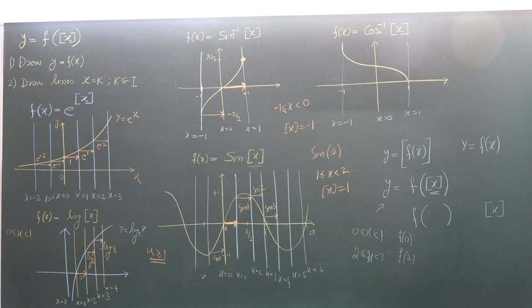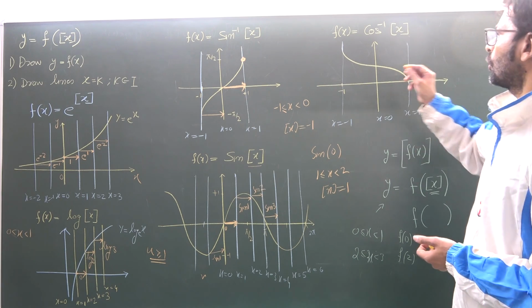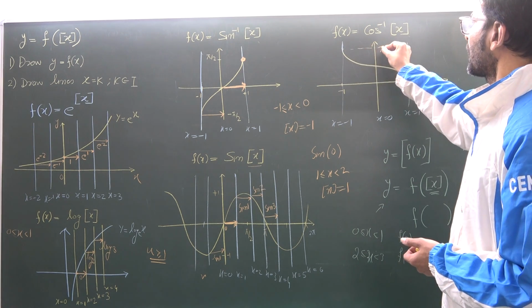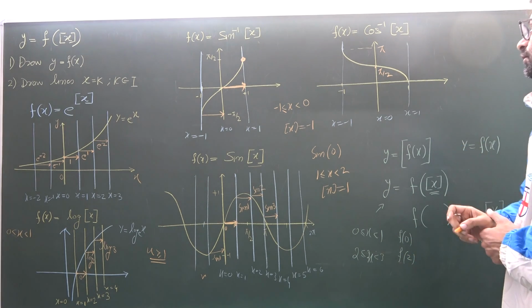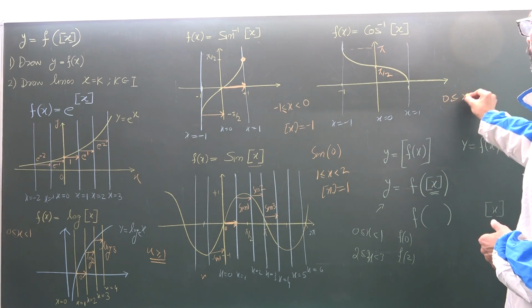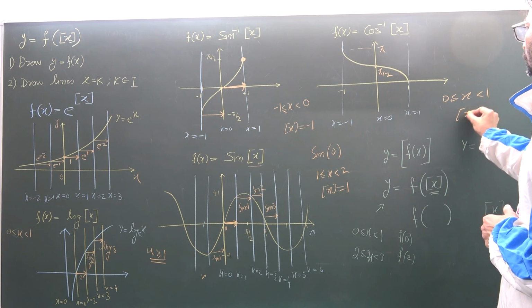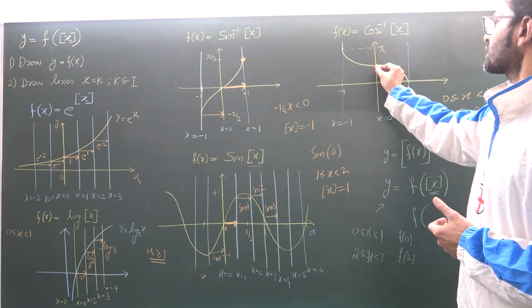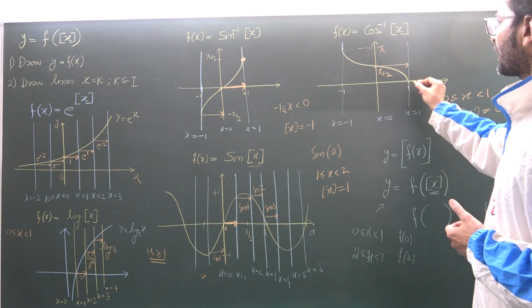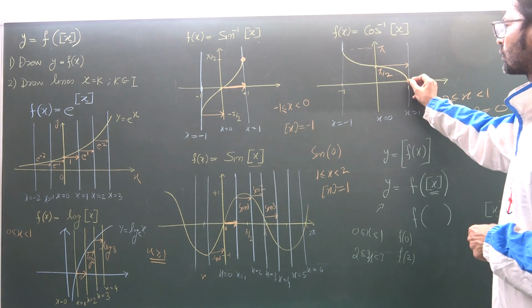Okay, f of x equals cos inverse of greatest integer of x. Again, we have drawn cos. This is pi, this is pi by 2. x equals 0, 1 and minus 1. If x lies between 0 to 1, then the greatest integer of x is 0. Cos inverse 0 means pi by 2, so this entire range. But at x equals 1, cos inverse 1 means 0.